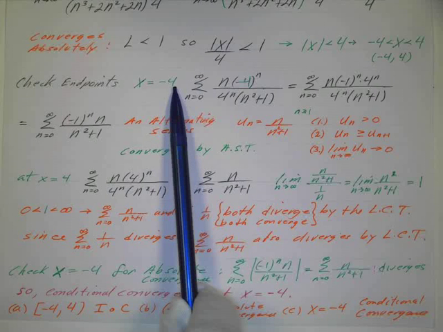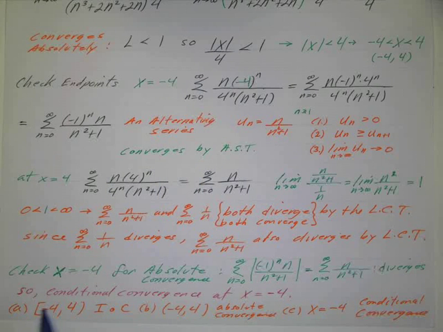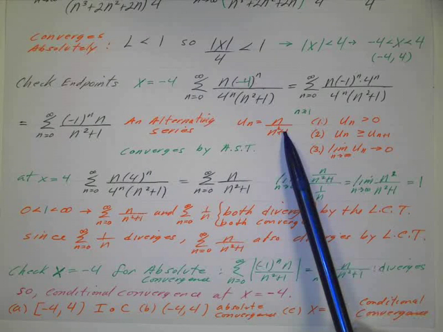So now at -4, it's part of the interval of convergence. If you look down here on my answer, that's why I've got a bracket here at -4, because that does converge.